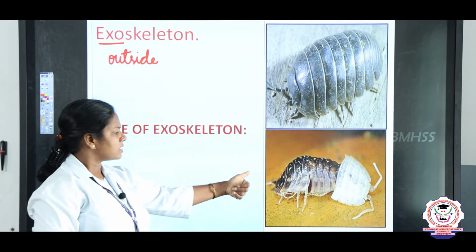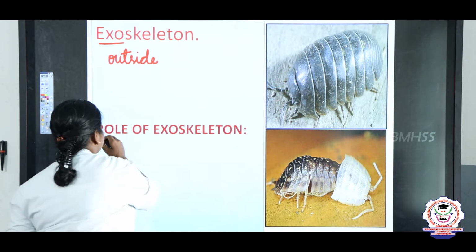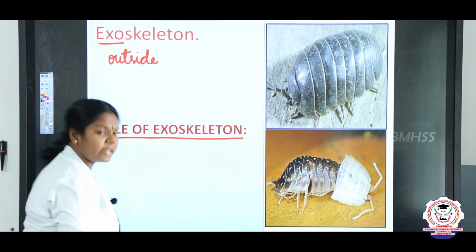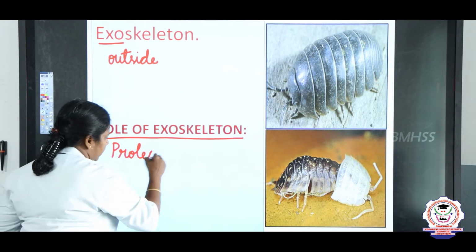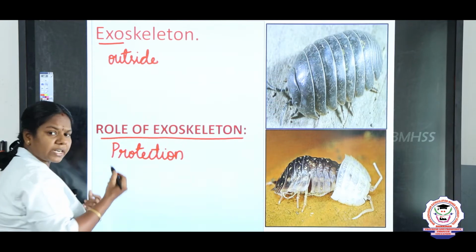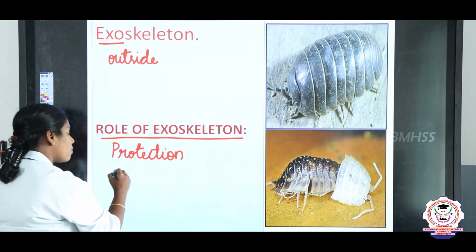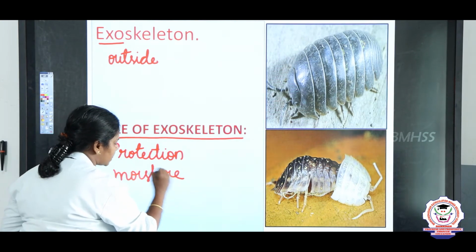Just look into this picture, children. What is the role of exoskeleton? Exoskeleton helps in protection, and it protects the organisms from moisture. And here two more questions are there.